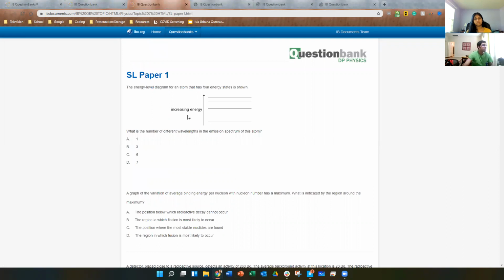Okay. So for this one, the energy level diagram for an atom has 4 energy states shown. What is the number of different wavelengths in the emission spectrum? Would that just be 6? Yeah, I think it's 6. You just draw the number of falls, right? So 1, 2, 3, 4, 5, 6.